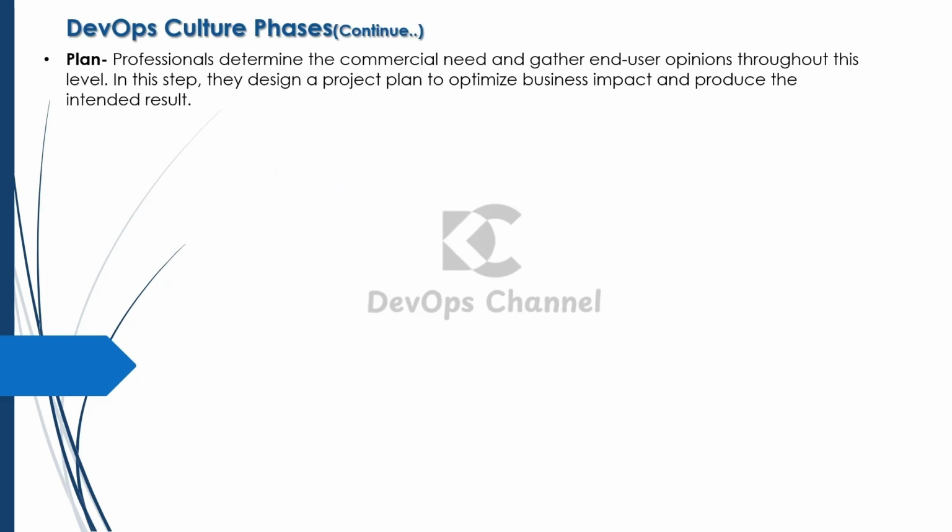So first one is plan. Plan is where professionals determine the commercial need and gather end user opinion throughout this level. In this step, they design a plan to optimize business impact and produce the intended result. So basically, it is like gathering information, same like a waterfall model. What is different in this phase from the waterfall model? Here, it will be continuous. We'll learn about all those things while we learn the process in the next lecture.